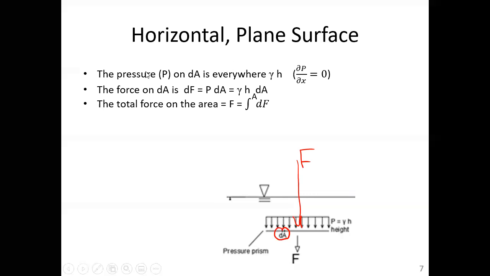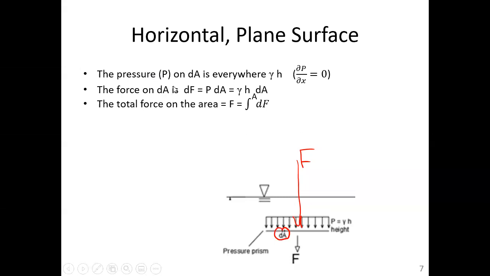Whether we're looking at the entire surface or just a differential strip, in this case dA, the differential force dF on dA is the pressure acting on dA times the area dA. And the pressure on dA, as well as everywhere on the surface, is gamma h. So what we're after is integrating all of the little dF forces acting on each little dA. When we integrate all of the little dF forces over the area, what we should get is the total resultant force.